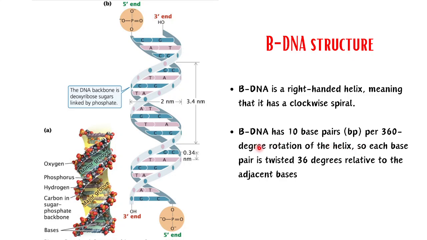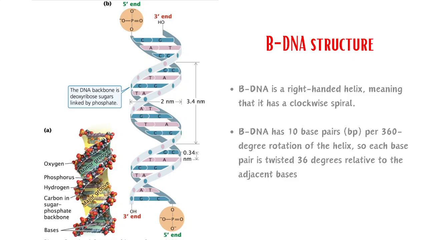And so, each base pair is twisted 36 degrees relative to the adjacent bases. Or basically, in every 360 rotation of the helix, naa ay 10 ka base pair nga involved. Pwede ito mag-start diri sa baba. 1, 2, 3, 4, 5, 6, 7, 8, 9, 10.